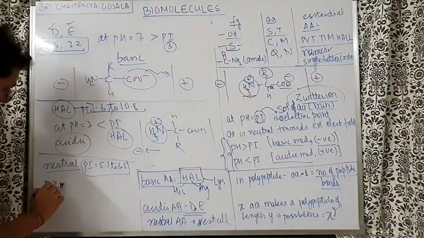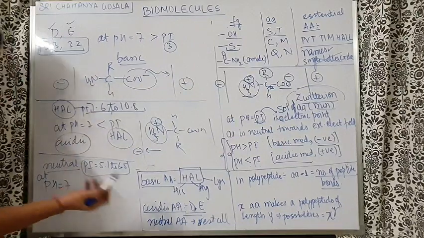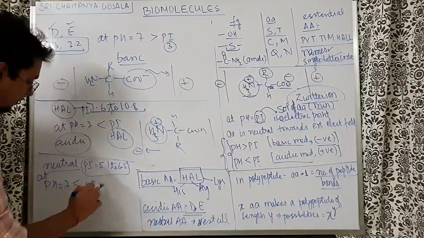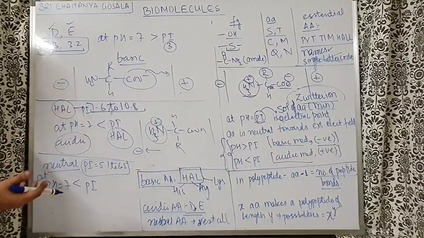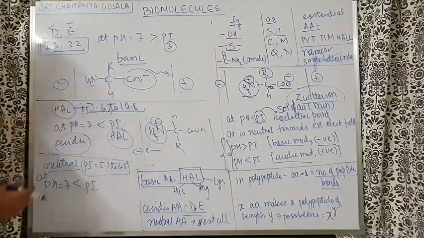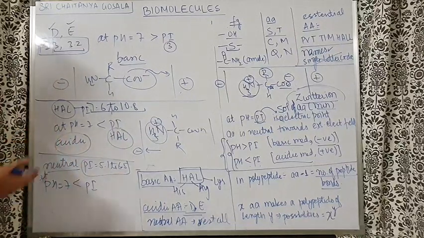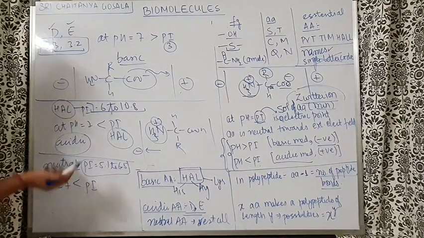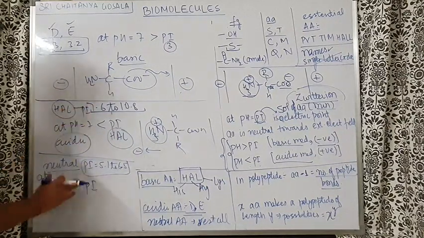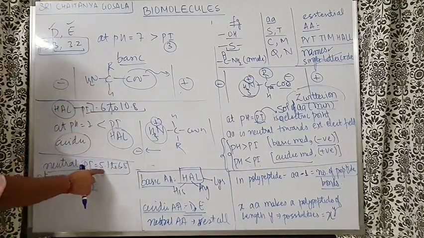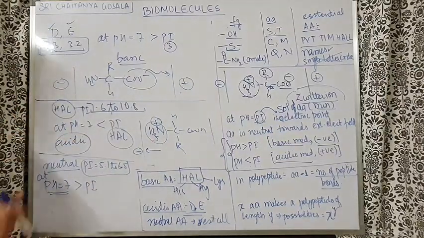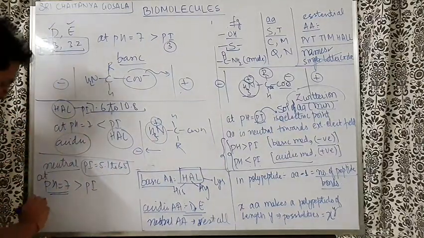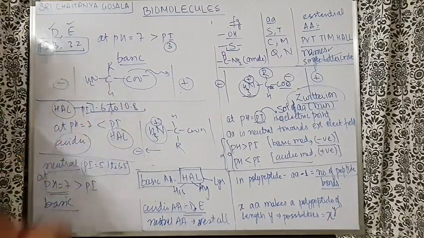So at pH 7, what will happen? For example, if I take isoleucine, leucine, alanine, proline, all those, their isoelectric point is always 5.1 to 6.5. That means pH 7 will be more than the isoelectric point. If pH 7 is more than the isoelectric point, the medium is basic.